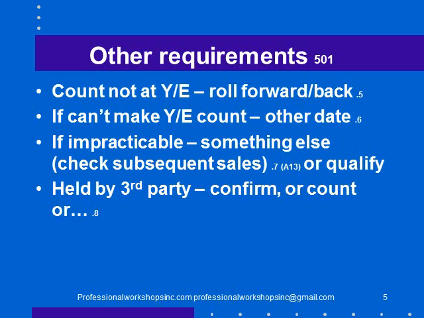If we can't make the year end count for some reason, we would then count at another date, and that's probably only going to work if the client has good perpetual records. So we can't make the year end count at December 31st, but we could go at some other time and see if the perpetual records are good.